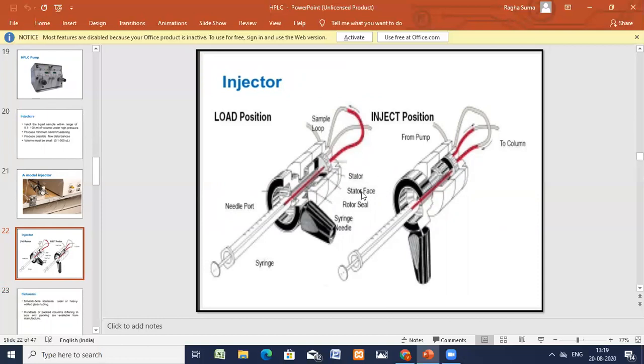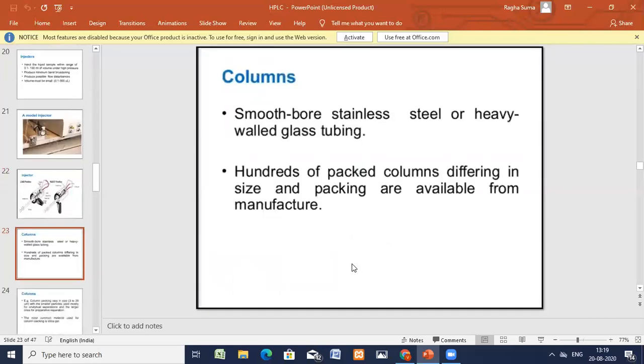Injecting, stator phase, rotor seal, again the syringe needle. From the pump, it's going on. This is the injector. Now we'll see the columns. You have seen the injector, and now the columns.